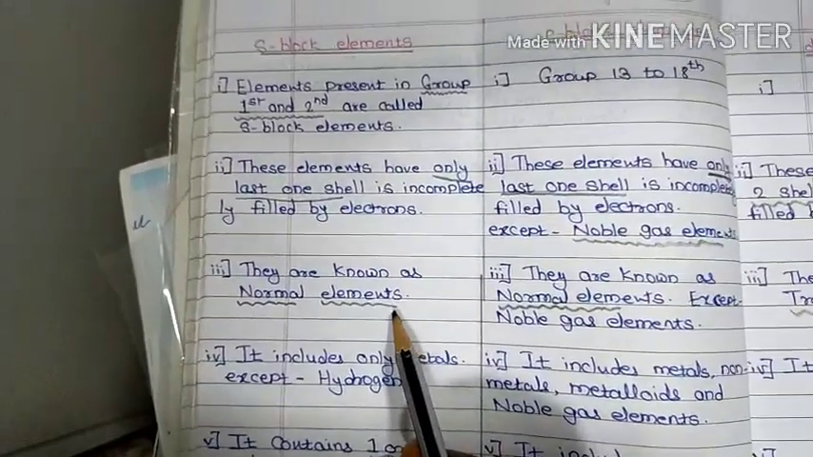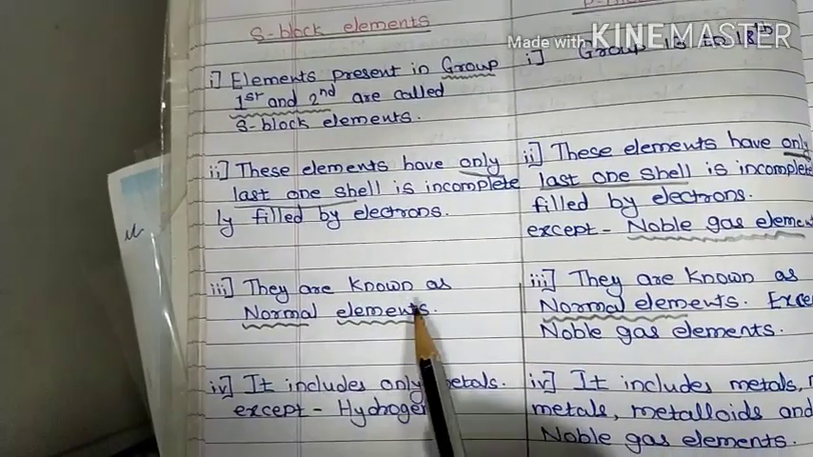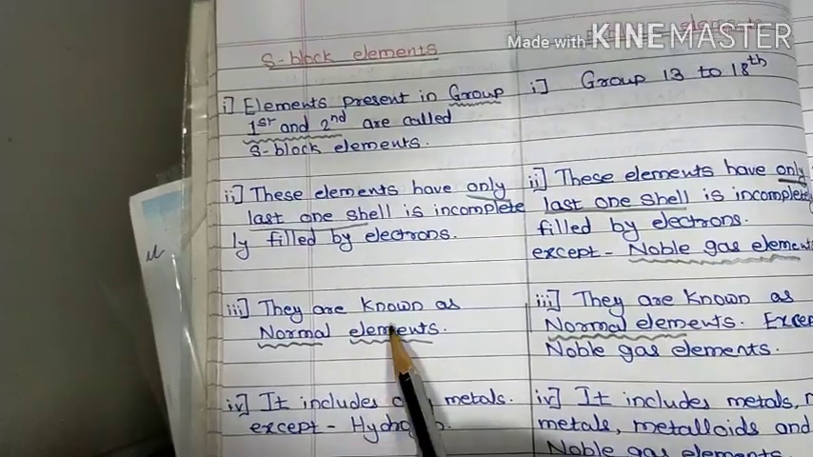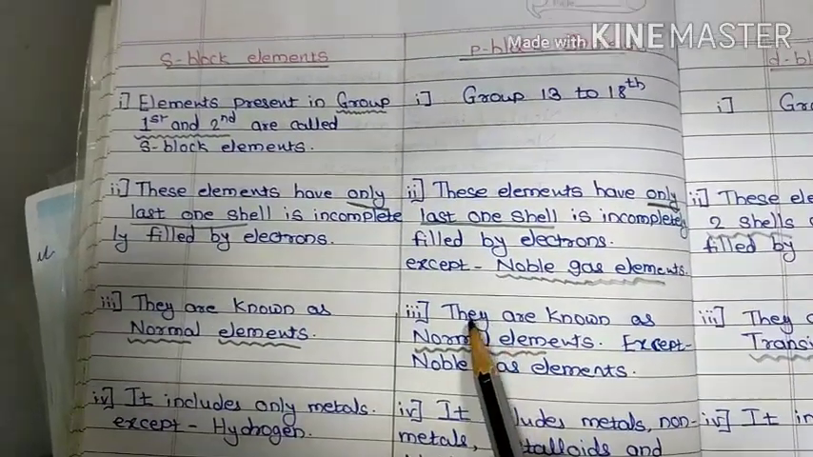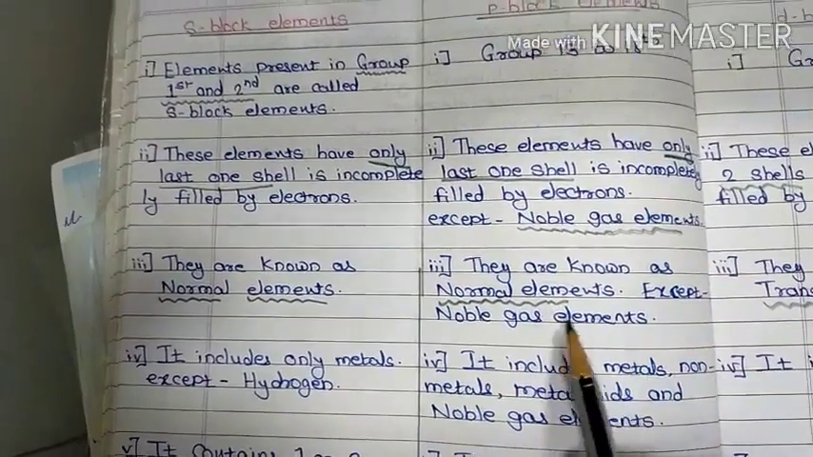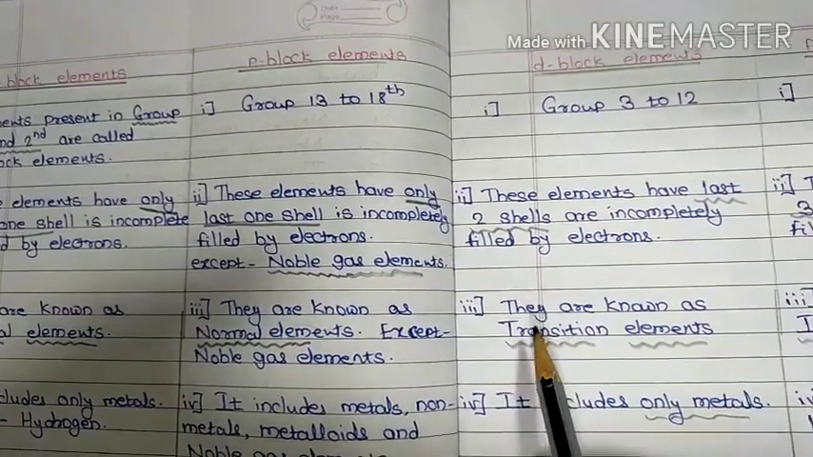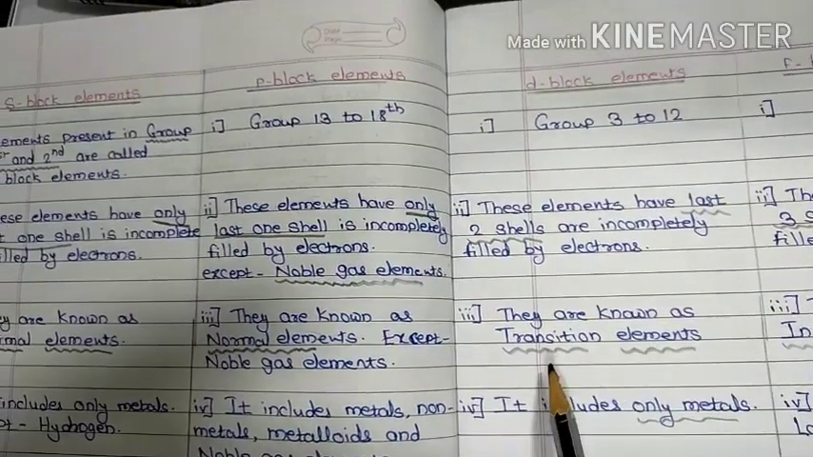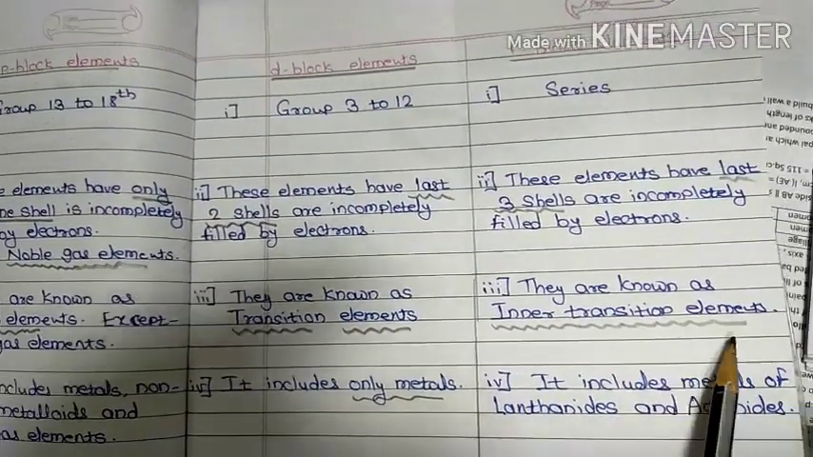Now we are going to see the third point. For the S block, these elements are known as normal elements. For the P block, we have the same information: they are also known as normal elements, but in this case except noble gas elements. For the D block, these elements are known as transition elements. Elements from the F block are inner transition elements.